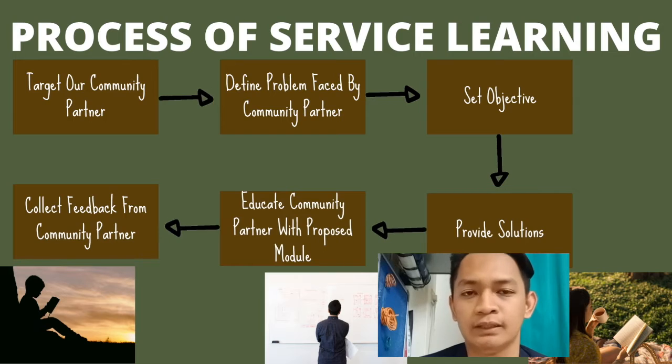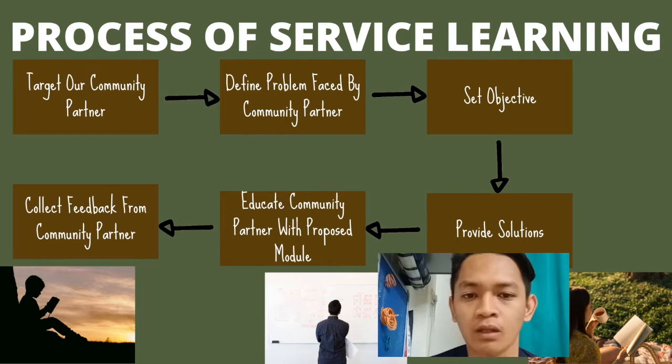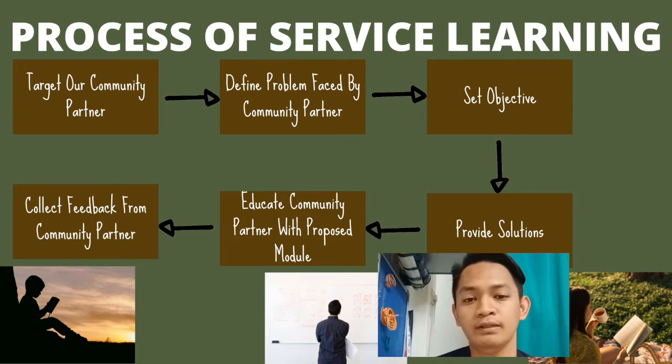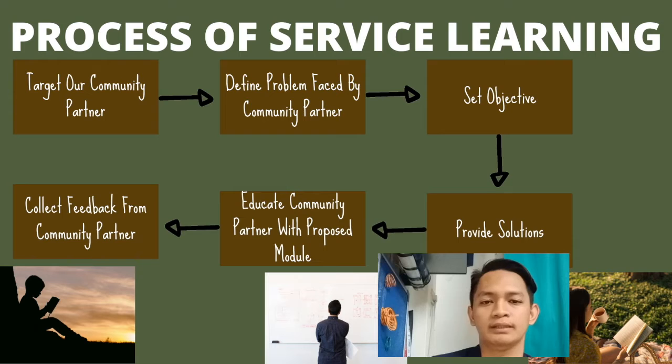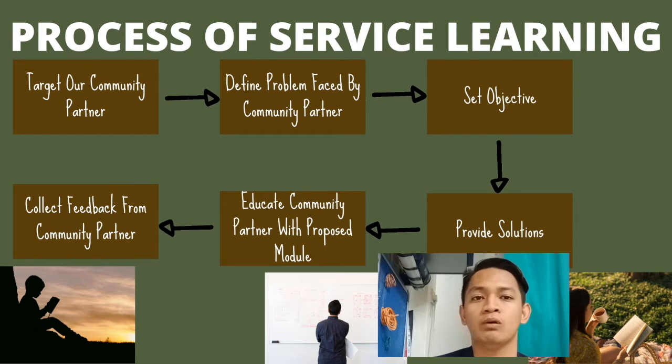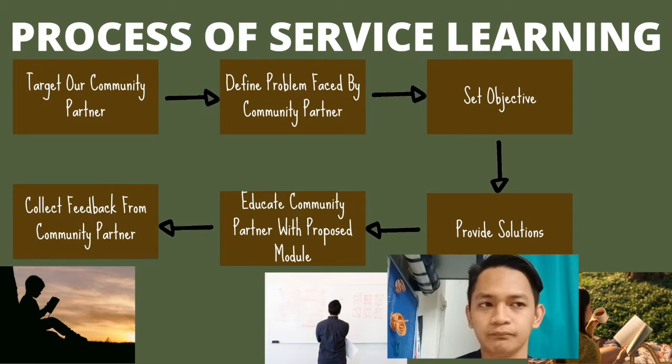The process of service learning. First of all, we find our target community. After that, we approach our community partner and make them tell us what is their problem faced in the term of personal finance. After that, we discuss in our group what is our objective in order for us to provide this service learning. After we set up the objective, we provide our solution.